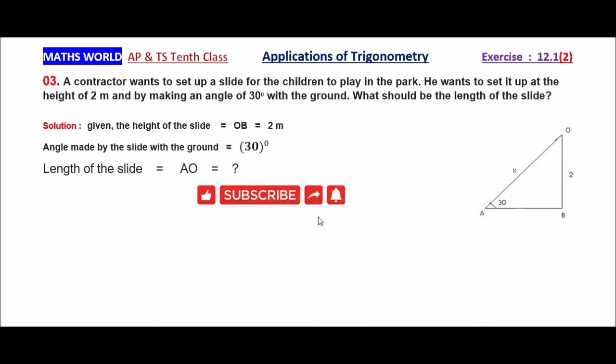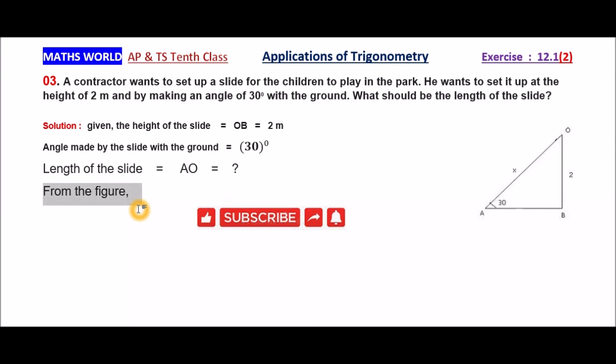Okay. So here some students are confused about which ratio we have to use to find out the length of the slide. Which ratio? Sine ratio, sin theta, cos theta, tan theta, cot theta. Which one to be used? Simply observe with respect to theta what is given. We have OB. With respect to 30 degrees, it is the opposite side. And we have to find out AO, the length of the slide. So the relation between opposite side and hypotenuse is sin theta is equal to opposite side divided by hypotenuse. So we have to use sin theta.